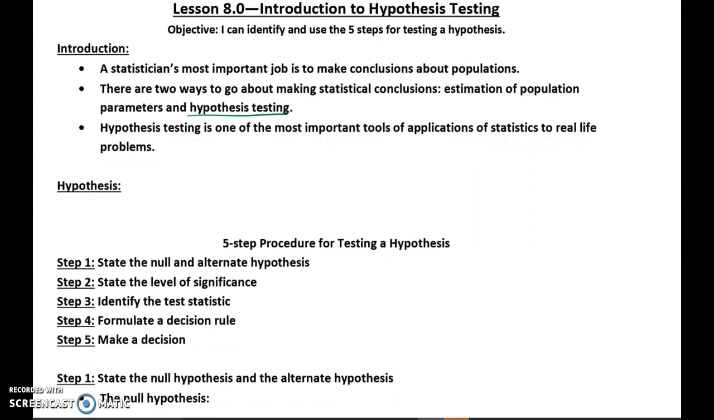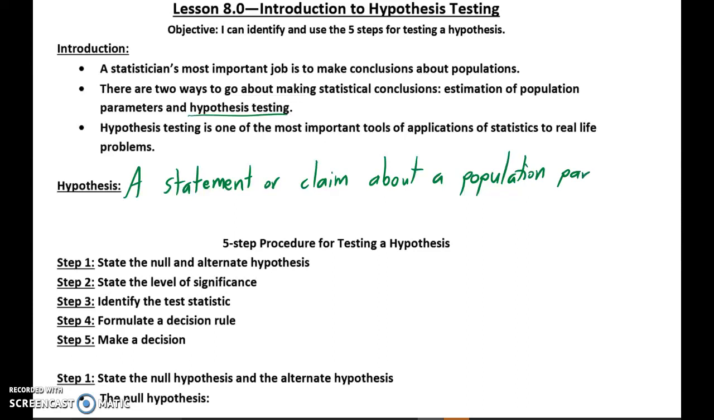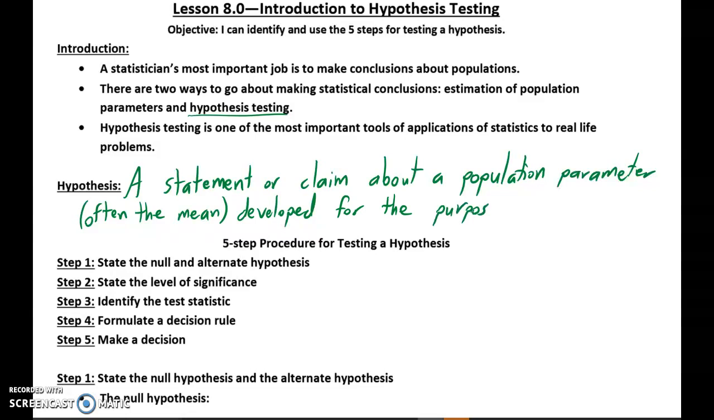To start off with, though, you have to start with a hypothesis, and a hypothesis is simply a statement or claim about a population parameter, okay? Now, yesterday we did the activity where the population parameter was 0.5, right? But sometimes the population parameter can be a mean. So often the mean, you'll see us use mean a lot. And it's developed for the purpose of testing. Maybe I believe the mean of our next test is going to be 75. Okay, so maybe I collect some data and I look to see if my hypothesis is correct, okay?